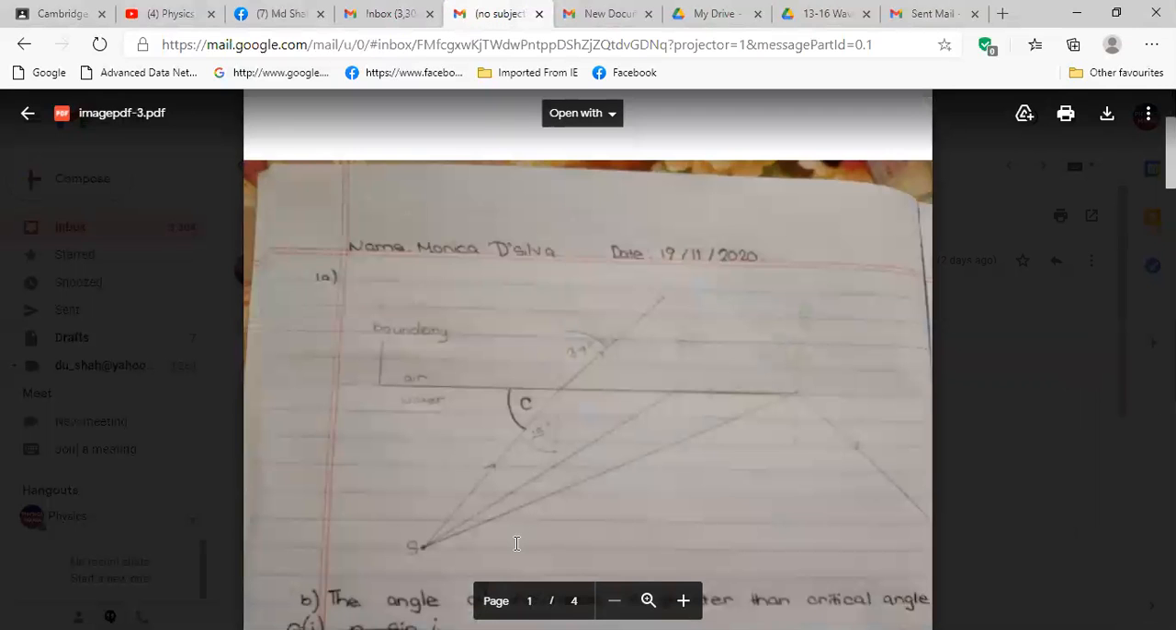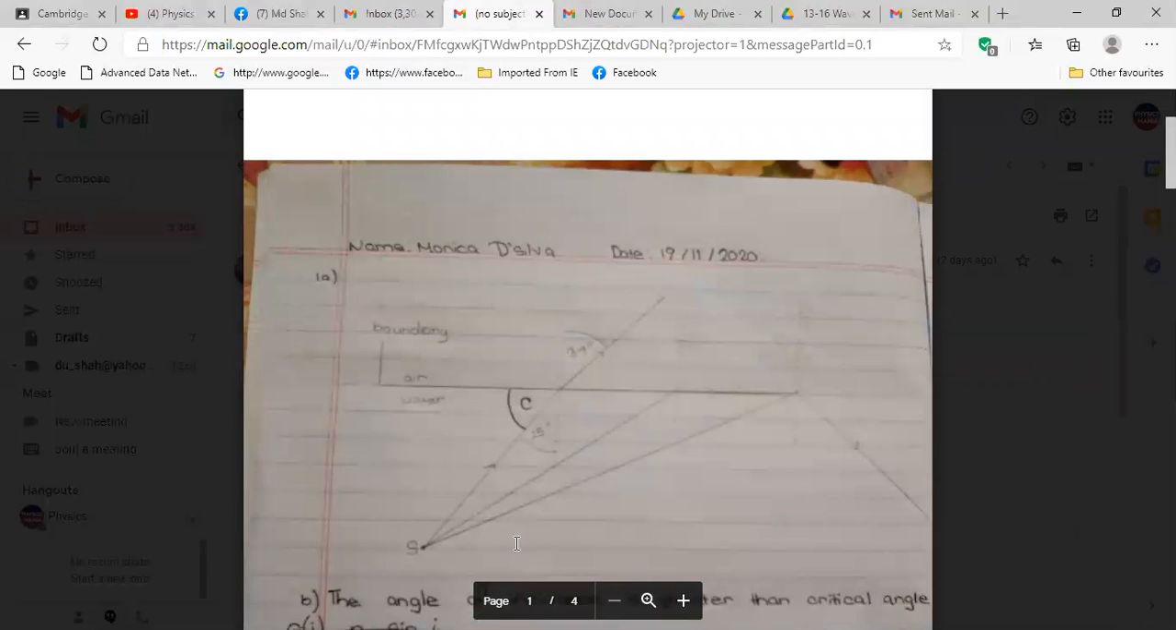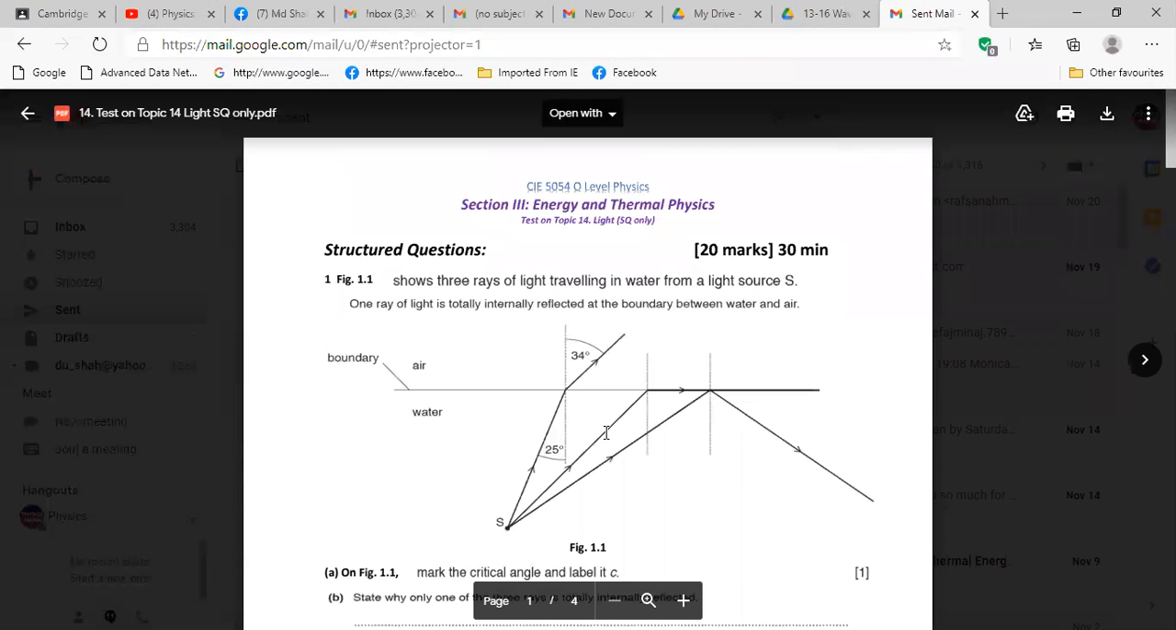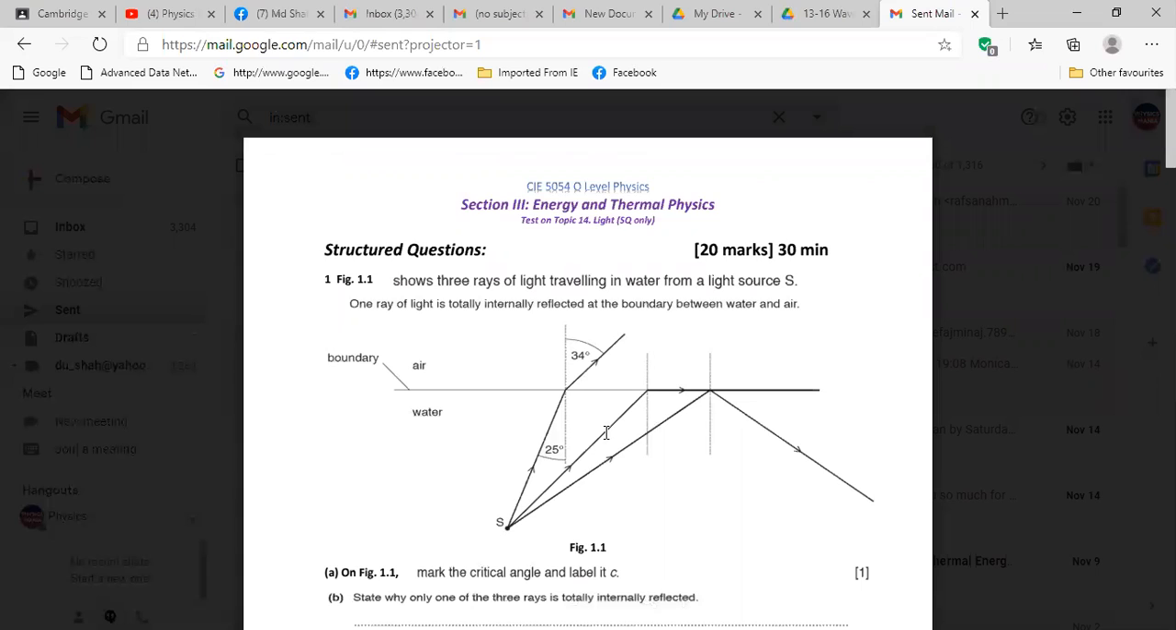Monica, you see, critical angle. They are saying you to label the critical angle from here, right? So, where is the critical angle? What is the definition of critical angle, Monica? It's the angle of incidence value.